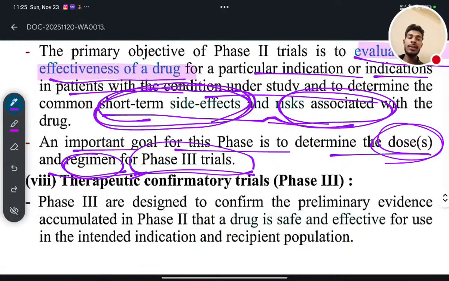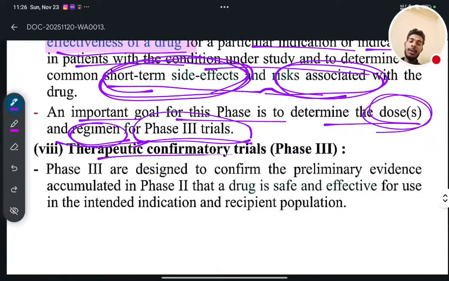So what do you mean by dose and regimen? Dose is simply the quantity of the drug to be taken, or the quantity of the drug to be introduced into the body. But what does regimen mean? It means the duration of time for which the treatment should be given or the drug should be provided.